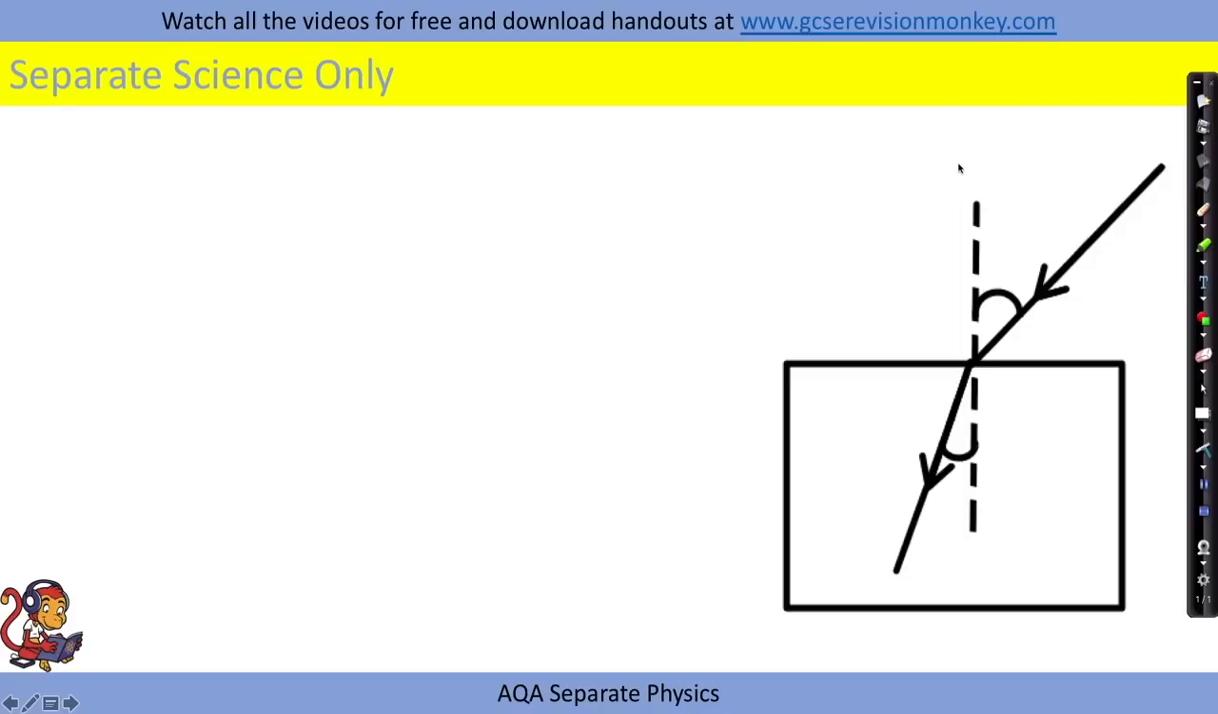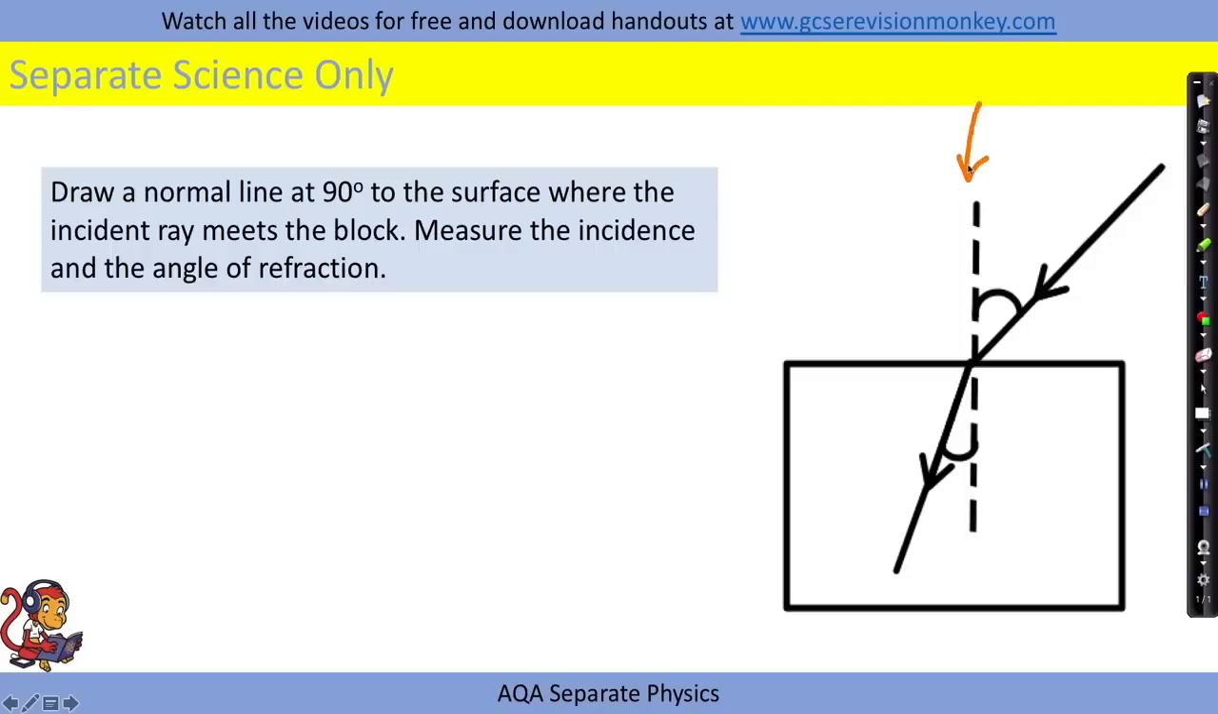Just like we did in our reflection diagrams, we need to draw a normal line at 90 degrees to the surface where the incident ray meets the block. So this is the incident ray going in.